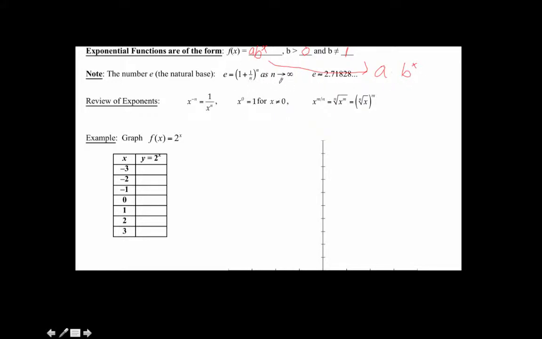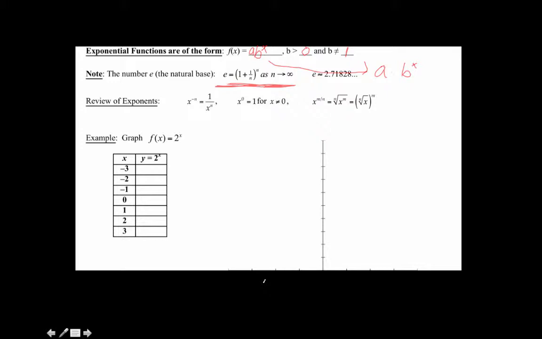Okay, so as a side note, this is the definition of e. And we'll come back and talk about this more later. But if you take the limit as n goes to infinity, so you let n get larger and larger and larger, and you do 1 plus 1 over n to the n, that ends up approximating this number, which is irrational. So because it's irrational and it's valuable, they gave it a name. And the name they gave it was e.